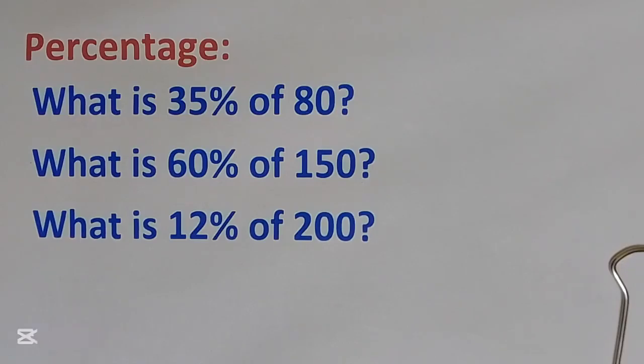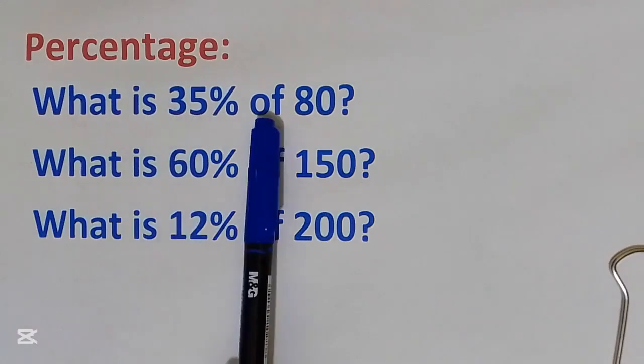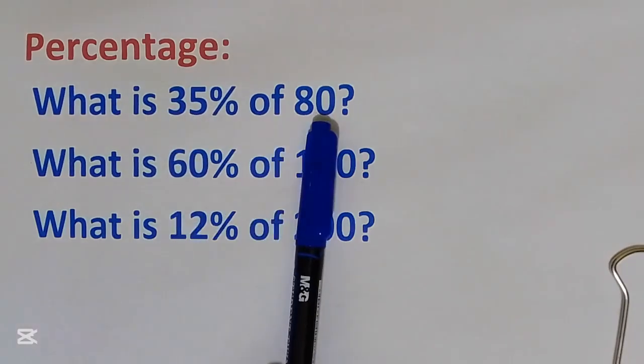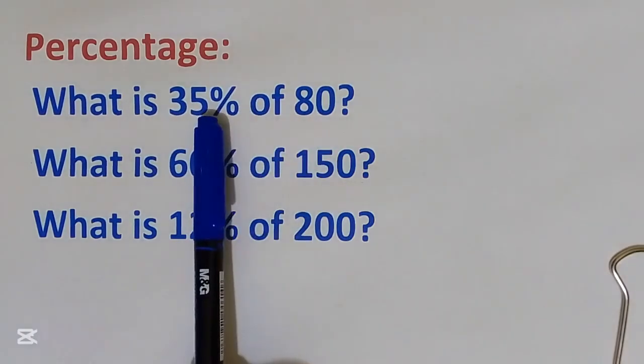We have 3 questions we are going to solve together. The first question says, what is 35% of 80? The first thing that we are going to do is to change percentage into decimal. Then we are going to multiply.